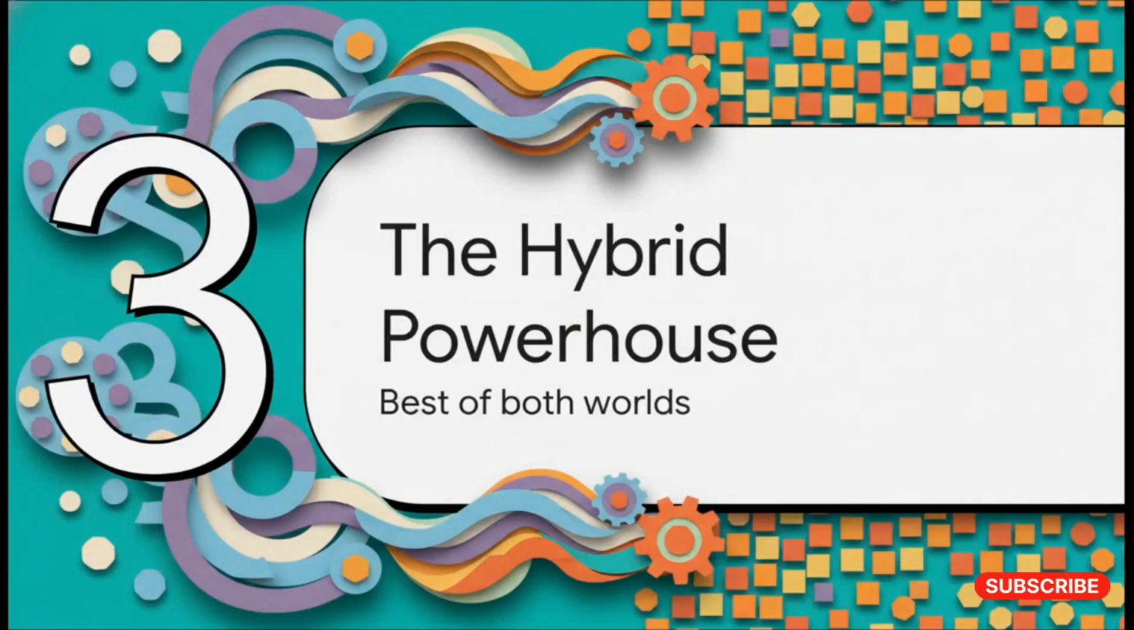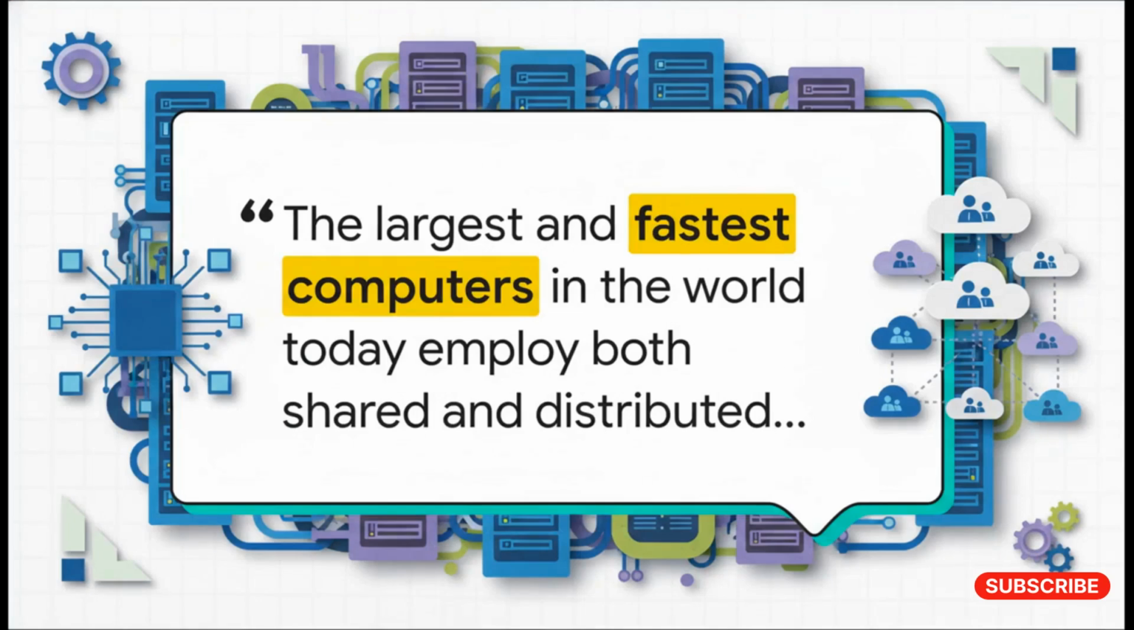And that sets the stage perfectly for our grand finale, Section 3, the hybrid powerhouse. Because here's the big secret. The ultimate solution in computing doesn't actually force us to make a choice between these two philosophies. As the source material beautifully puts it, the largest and fastest computers in the world today employ both shared and distributed memory architectures. They take the absolute best features of everything we just learned today, and they brilliantly combine them.